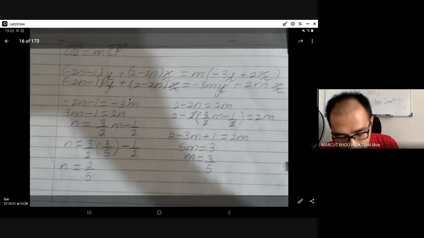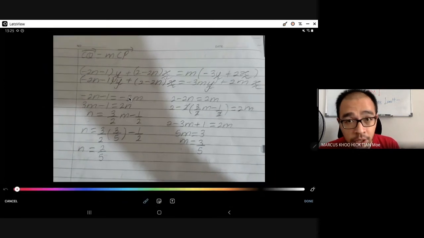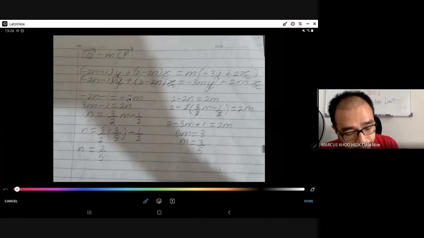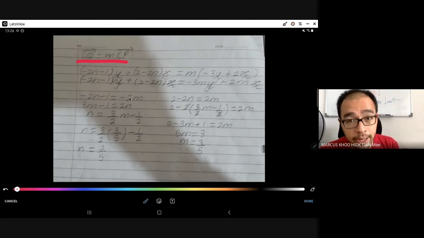I'm going to let you all look at this, because we are running out of time and I also need to go because I have a meeting after this. What you're going to have is all this, CQ equals to MCP, and then you're going to be able to compare them. You compare the left side and the right side.